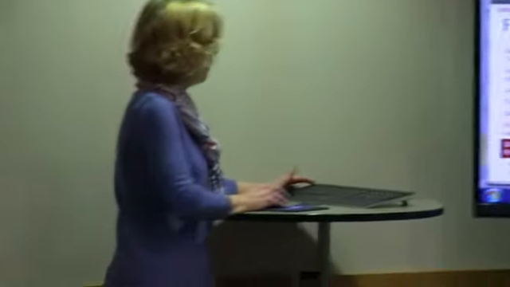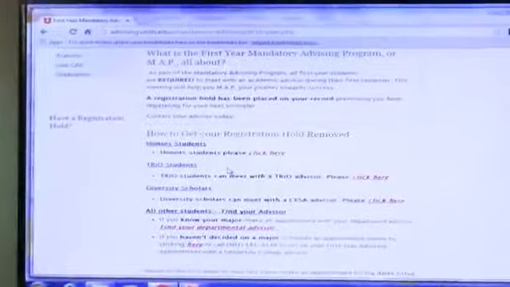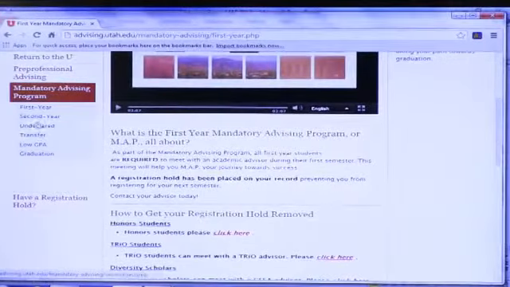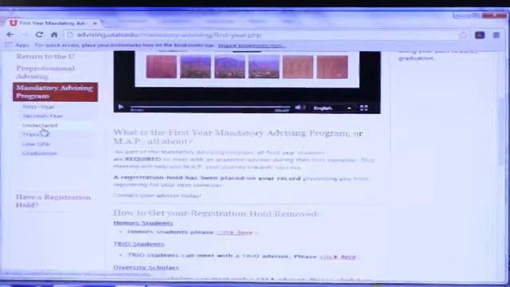So that's the video, and then from here, this is the website that students link into. And over on the left, you can see second year undeclared. So this is another resource that you might want to take a look at. So that's the information that I had to share today.